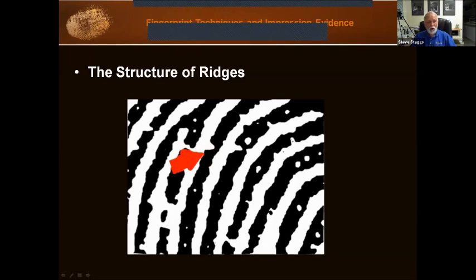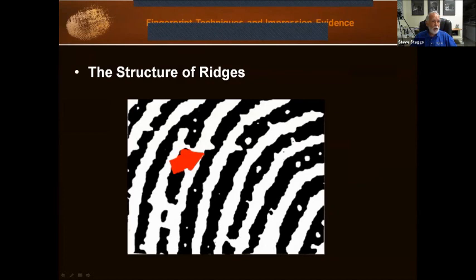Now, you're not always going to see pores. They're not always visible in either the latent or the known. They can be filled in by ink. Too much ink, you're not going to see pores. If you've over dusted your print, or whoever did the latent lift, they use too much powder, the pores can be filled in with powder.